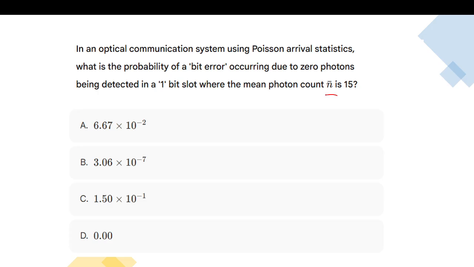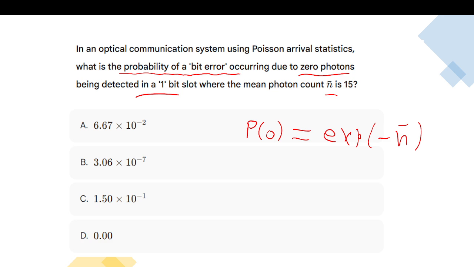So it's a very simple question. We need to know about the probability of the bit error occurring at the 0 photons detected at 1 bit. So we can say that the probability of finding 0 photons in a slot is exp minus n bar. What does it mean?